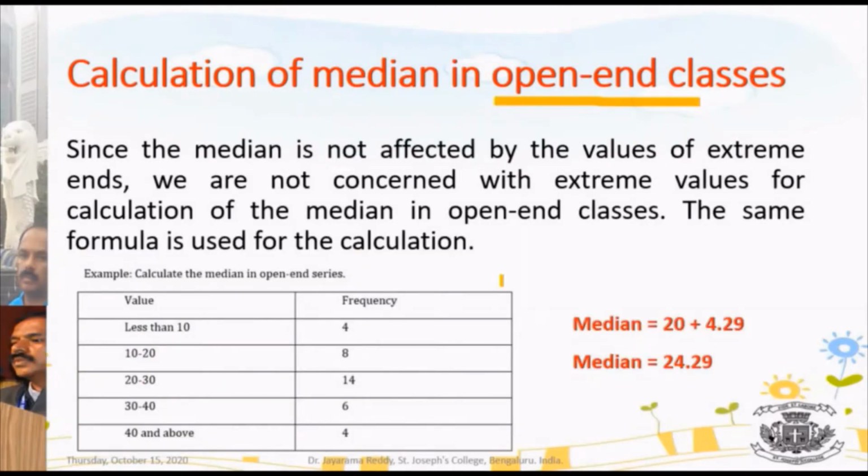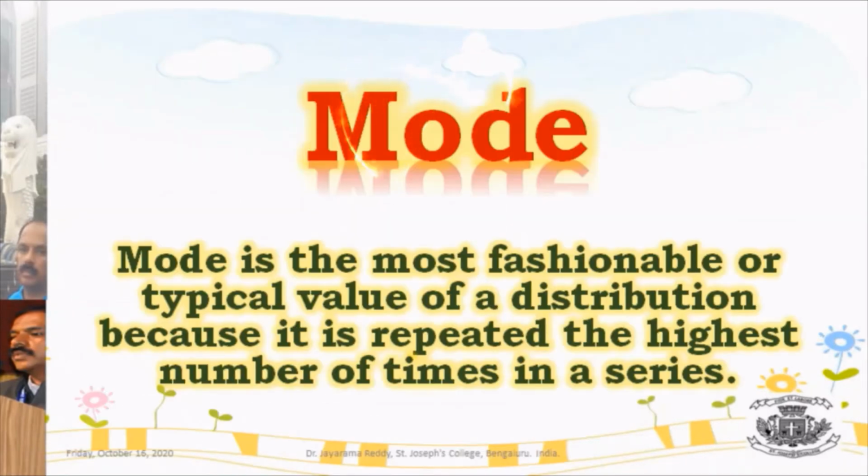Similarly, we can also use the same formula even in the open-ended classes. What are open-ended classes? Those where the lower value or higher value is not known.